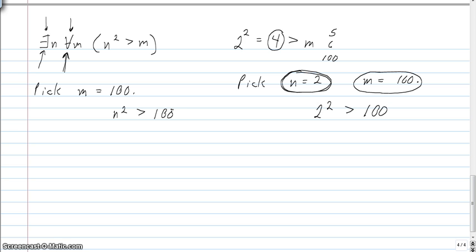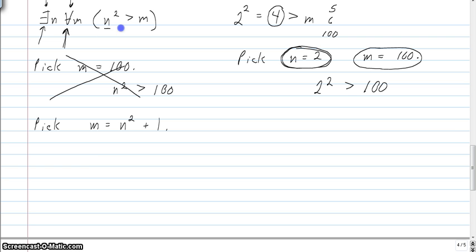Okay, so I need something a little bit more in this one, because I can't say this is false for all values of n. Because what if n is 200 or something like that? Well, then the statement is true. So I need to think a little deeper in this one. I'm going to have to pick a value for m that I know is greater than n squared. So let's pick m equals something that I know is greater than n squared. Say n squared plus 1.